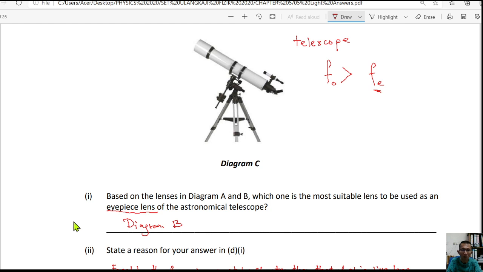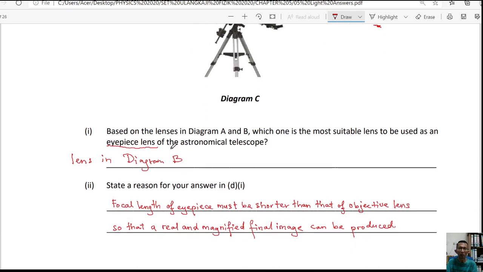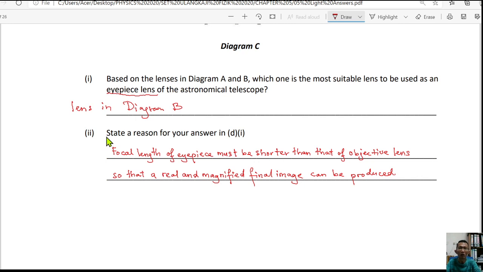So maybe we can write a better answer here. Lens in diagram B. Okay, why do we choose the lens in diagram B? Because the focal length of the eyepiece must be shorter than that of the objective lens, so that a real and magnified final image can be produced. So the main reason actually is FO must be greater than FE.